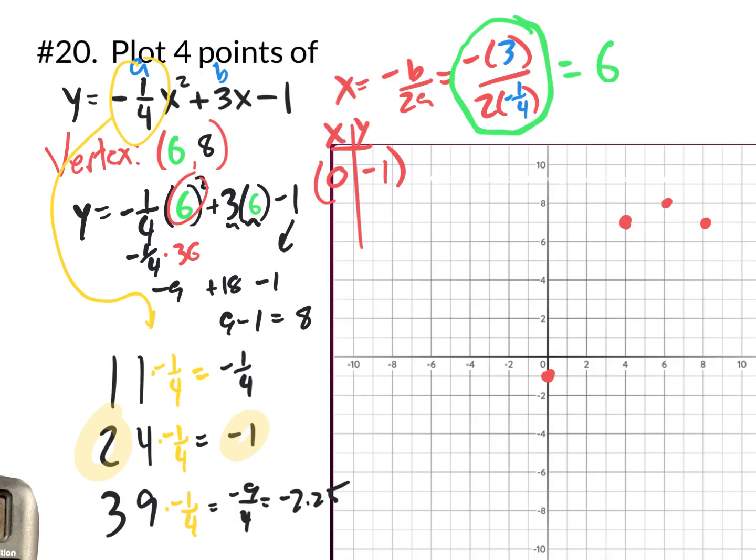Now, if this graph were big enough, you'd be able to map it over to the other side of the axis of symmetry, 1, 2, 3, 4, 5, 6. But when you go 6 this way, you're off the 10 by 10 graph, so you don't have to worry about it. That's why it only says plot 4 points. And we have 4 points.